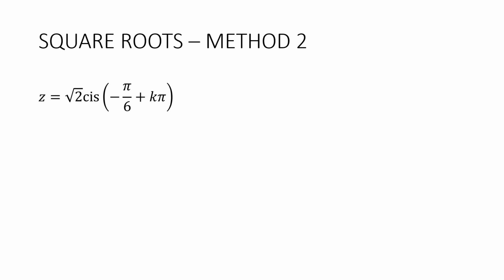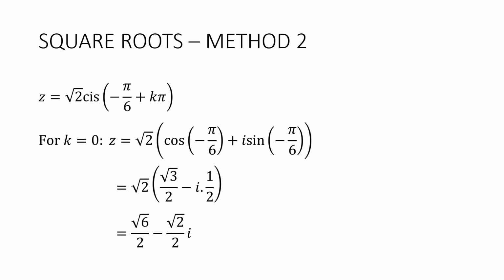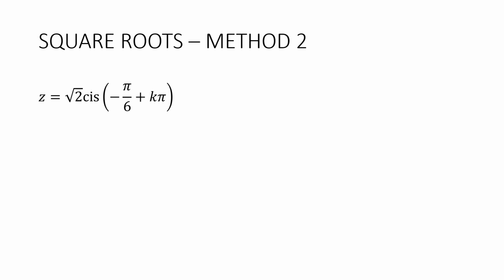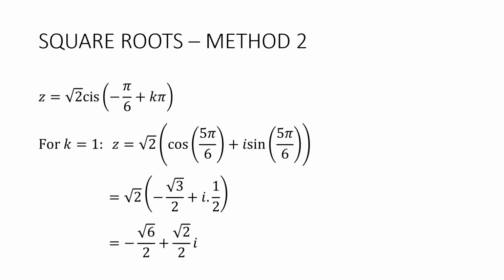And now all we do is substitute in k is equal to 0 and work out those exact values. And we have one of the roots. And then we substitute in k is equal to 1 and we'll find the other one.